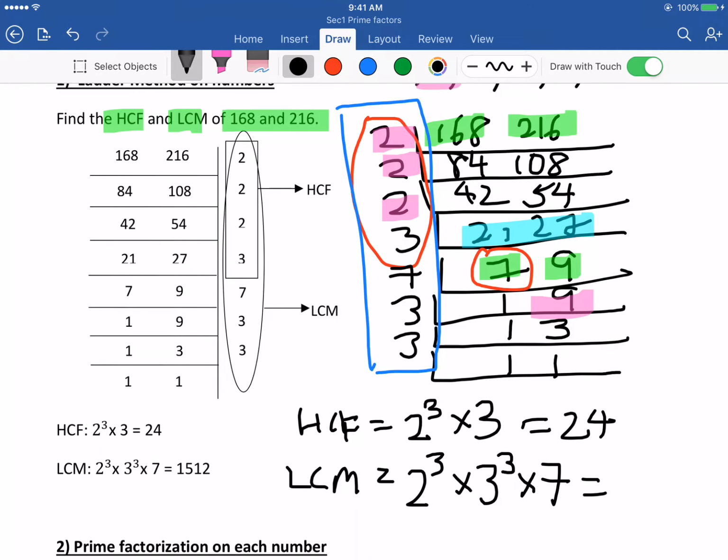Let's say the question asks you to express in terms of product of its prime factors, this will be your answer. If the question didn't say anything and asks you to just find the LCM, you have to calculate it out. So it will be 8 times 27 times 7. So the answer will be 1512. So that's how we use the ladder method to find our HCF and LCM.